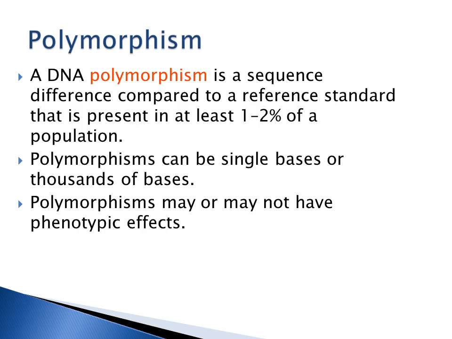Polymorphisms can be single bases or thousands of bases, and they may or may not have phenotypic effects. So remember, that's what differs a polymorphism from a mutation. A mutation has a deleterious effect on the phenotype, whereas a polymorphism, it varies whether it's going to affect the phenotype.